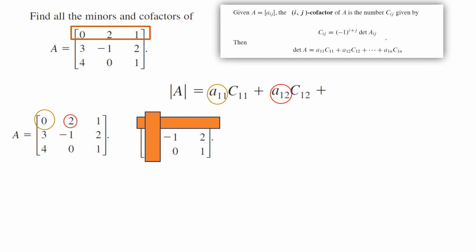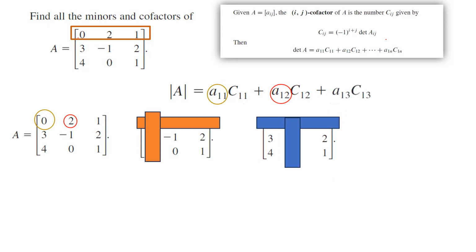Now, for the cofactor on the first row and second column, we are getting rid of the first row and the second column. We end up with this 2 by 2 matrix, plus A sub 1 3, the cofactor on the first row and the third column. A sub 1 3 is nothing but 1. And to get C sub 1 3, we're getting rid of the first row and the third column. We end up with this 2 by 2 matrix.